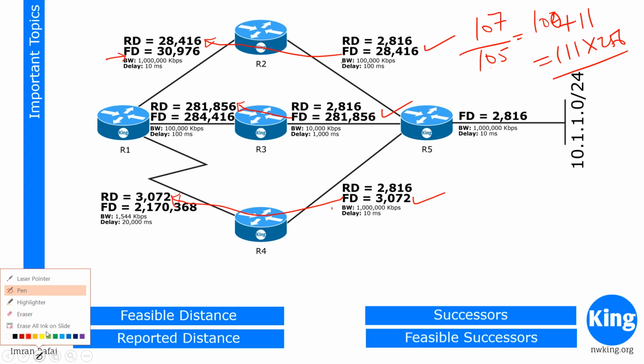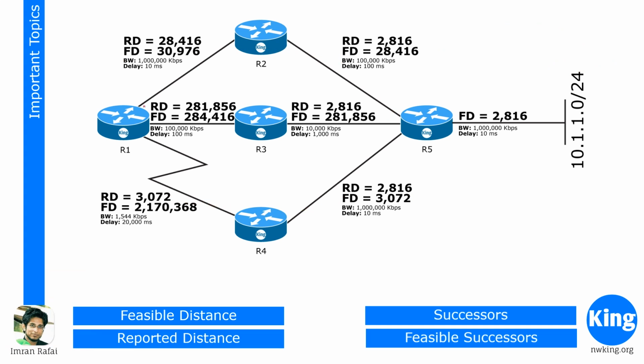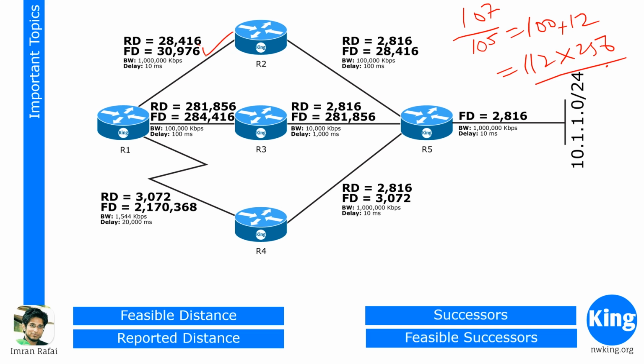Now let's do this here. I'll clear this again. Now when router 1 is doing the calculation, it's getting a reported bandwidth of 100,000. Its bandwidth is 1 gigabit. Because 100,000 is less, it is going to use 100,000, which is 10 to the power 5, 10 to the power 7, which is nothing but 100. Cumulative delay 10, 100, 120. 120 is nothing but 12. 112 into 256 is 30,976. That is the feasible distance.